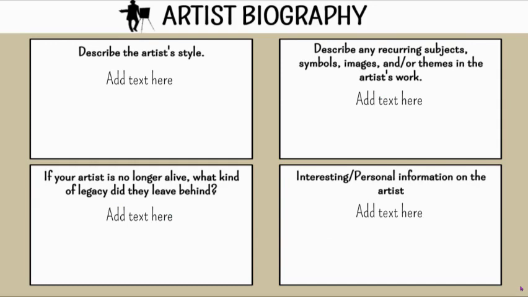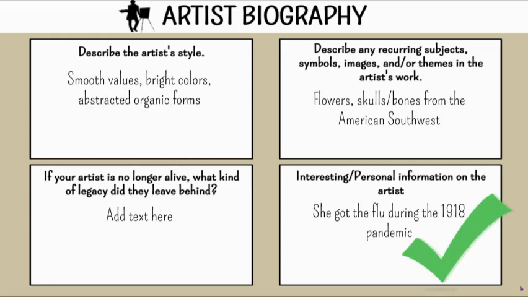describe their style, describe any recurring subjects, images, or themes. If they're no longer alive, what is their legacy? How have they affected the art world? And then any interesting information about them. So here's my information about Georgia O'Keeffe. Notice some of these you're going to have to summarize.